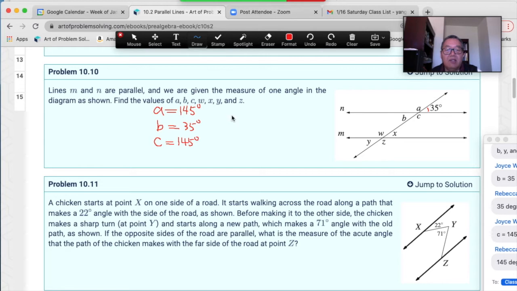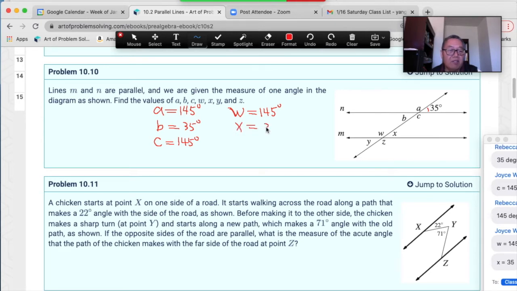Okay, then now let's find what is W. W equals A. Yeah, Rebecca, that's correct, 145 degrees. Then what is X? X, 35 degrees. Yeah, Joyce correct. Y equals X, that's also 35 degrees. Then Z equals W, that's 145 degrees. Okay, very good. Yeah, this is the answer.